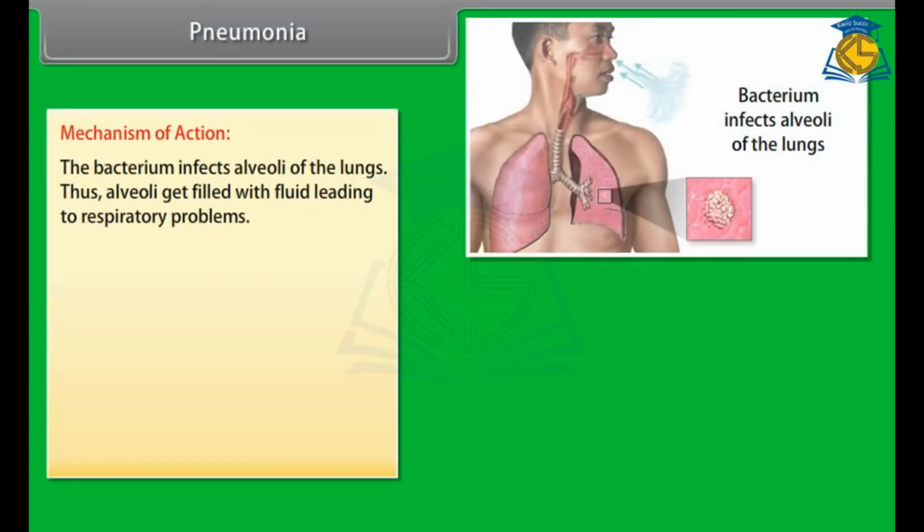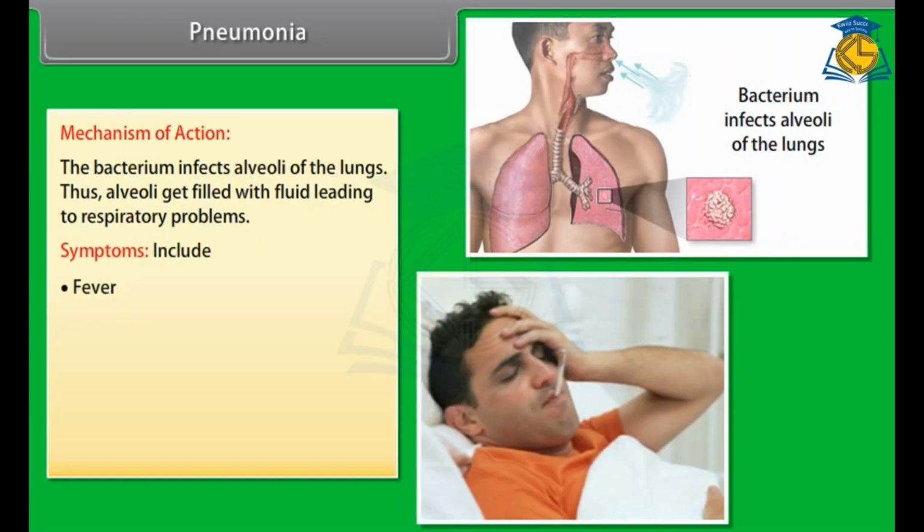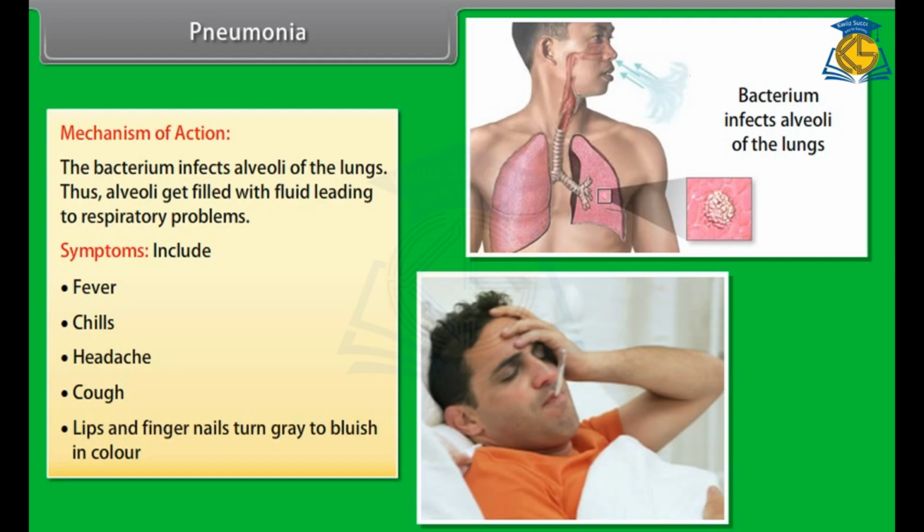Mechanism of action. The bacterium infects the alveoli of the lungs. Thus, the alveoli get filled with fluid, leading to respiratory problems. Symptoms include fever, chills, headache, and cough. Lips and fingernails turn grey to bluish in color.